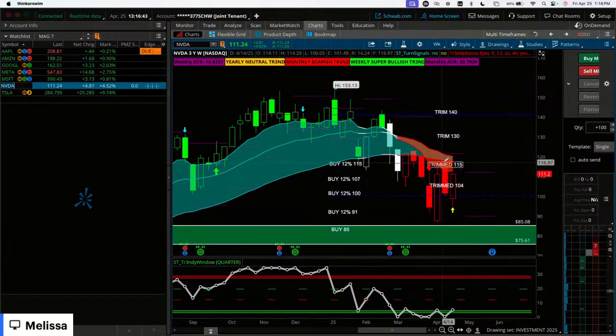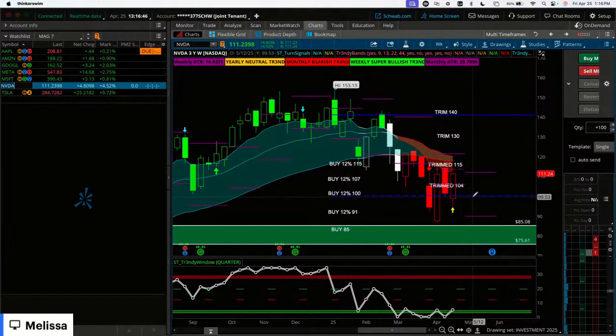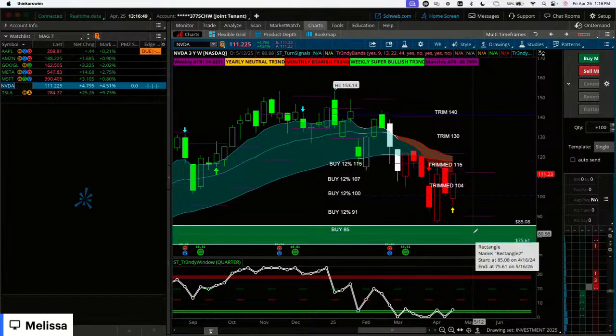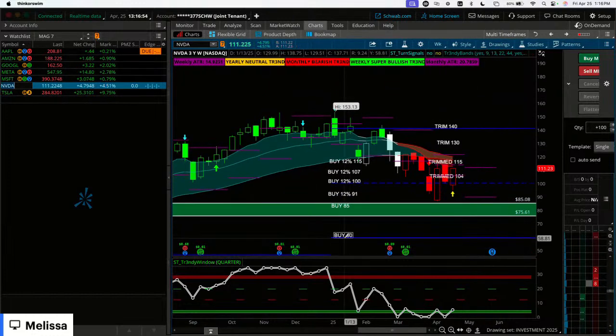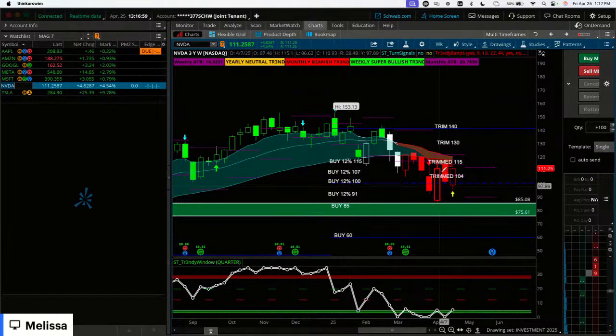So now on pullbacks back to 91 and 85, I would be a buyer again. Final buy, wanting to be fully allocated, is here at the lower yearly edge at $60. Next trims are 130, and the target for this year is 140.